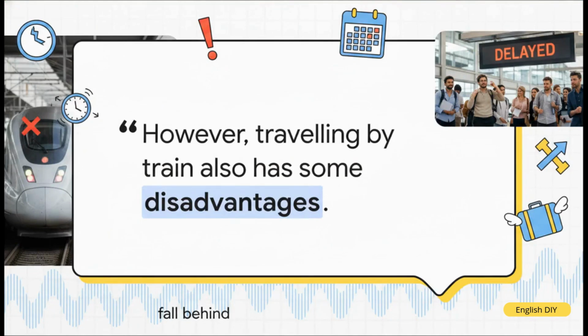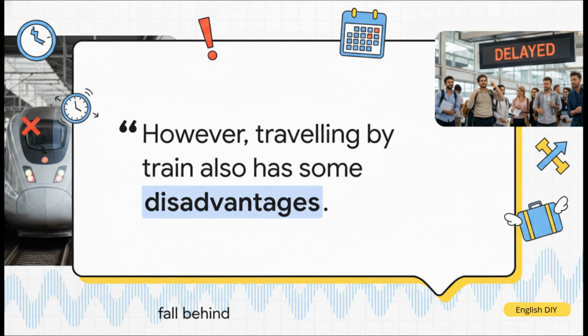Here is your second mini speaking pattern, and it's absolutely perfect for showing a contrast. You say, however, there are some disadvantages. Let's try it. However, there are some disadvantages. For example, trains are sometimes late. When that happens, we say they fall behind schedule.